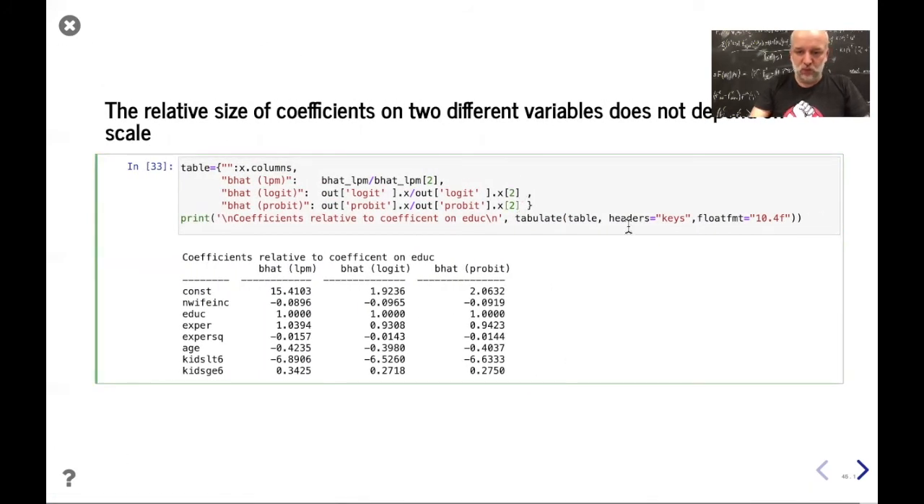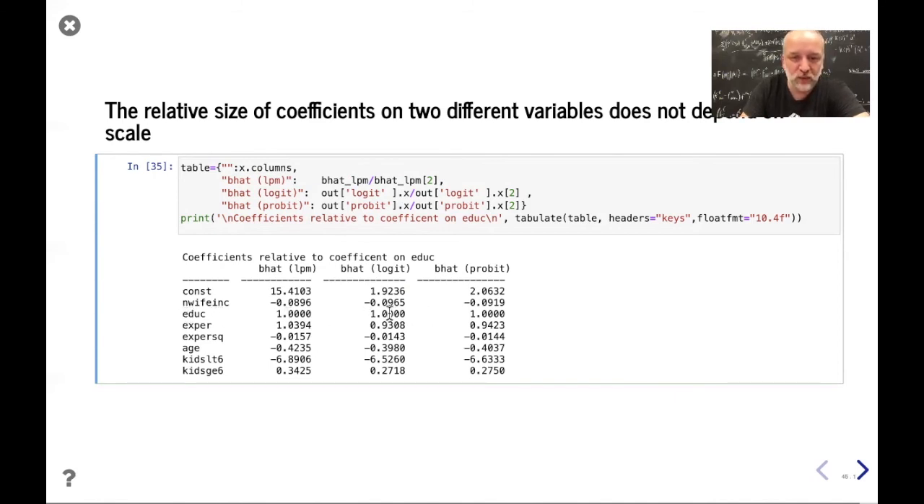And multiply by, say, now they're different, right? But if you multiply this one here with 1.6, are they more similar? I'm doing something different here. Sorry about this. Here I'm calculating the relative size of the coefficients. So here I'm dividing all the coefficients by the coefficient on education, okay?